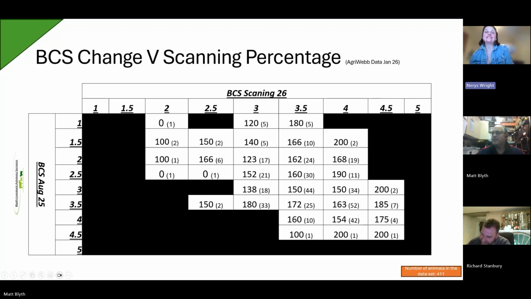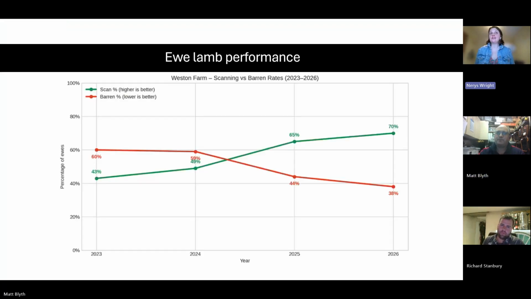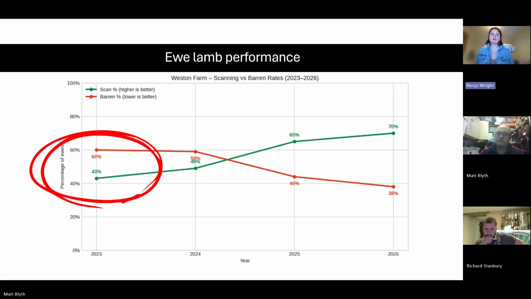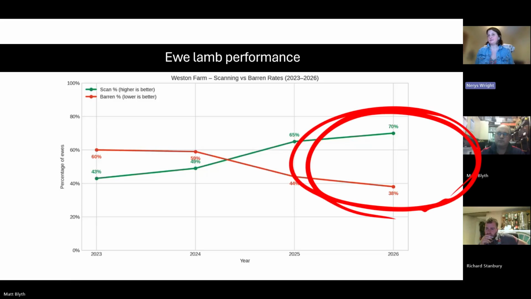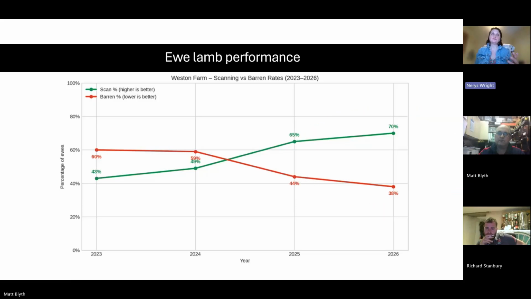No, that's really interesting data. I just wanted this to highlight the fact that, yes, overall we were disappointed at the scan, but there's this improvement in the ewe lambs. We've got four years' worth of scanning data now. The green one is the overall percentage scanned, and the red is the number of barren. Back in 2023, 60% of your lambs were barren. This year, it's down to 38%, and our scanning overall has gone from 43% up to 70%.